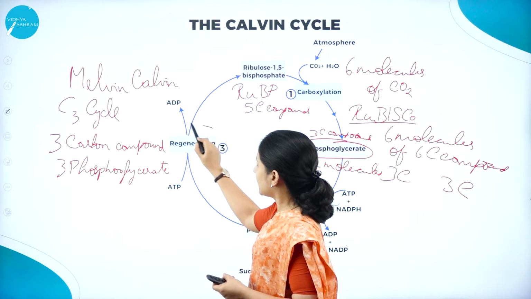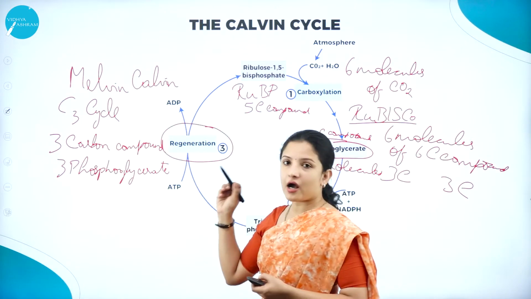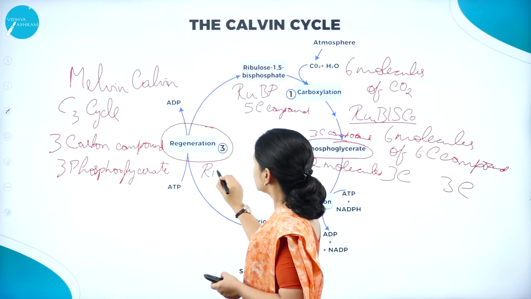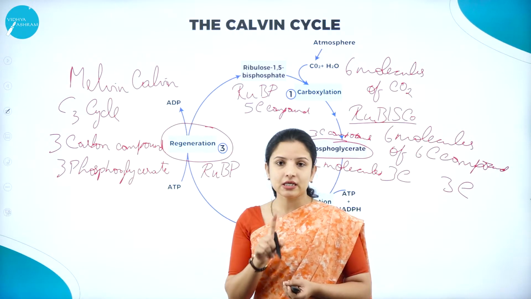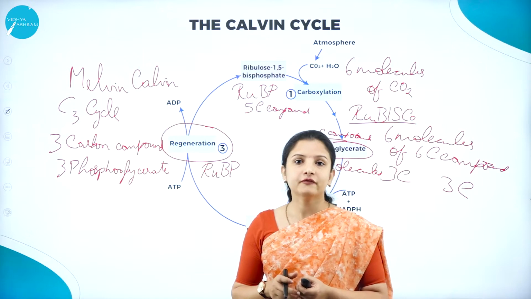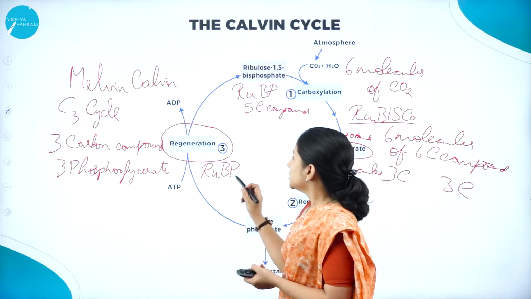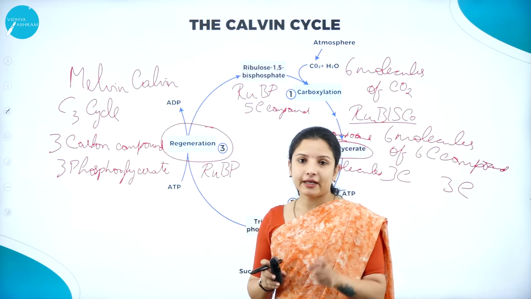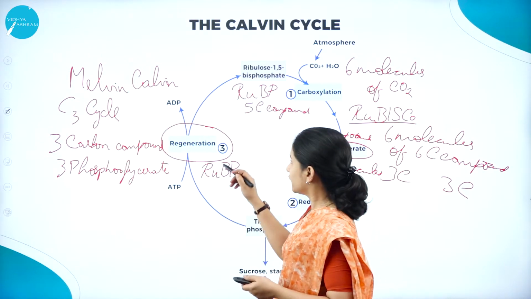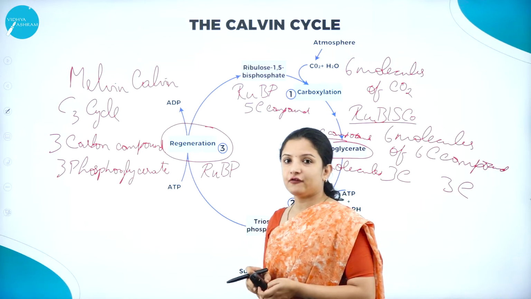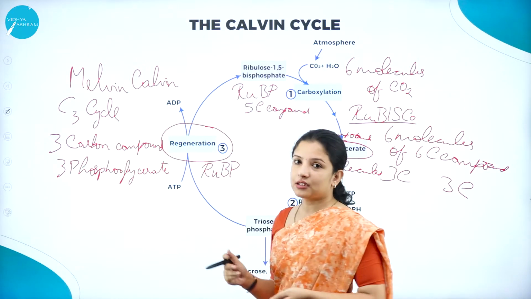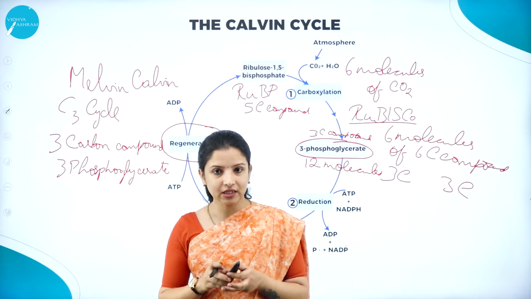So in the third step, regeneration of the RUBP will occur. If regeneration of RUBP has to occur, then in each step 1 molecule of ATP will be utilized for phosphorylation, wherein it will form ribulose 1,5 bisphosphate and the cycle continues. So this is about the Calvin cycle.